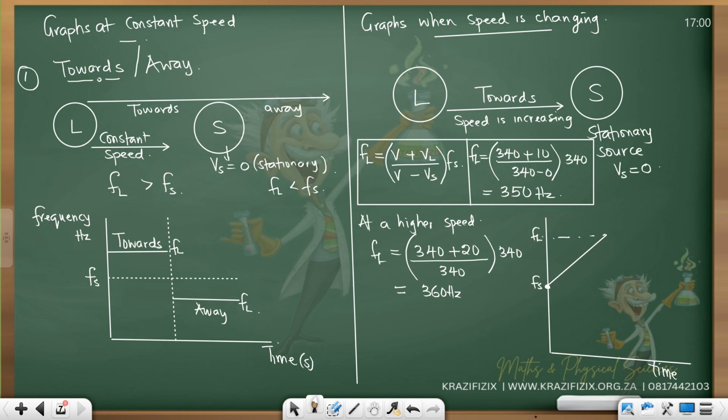So here's our speed increase. The speed is now 20. Yep. So if our speed increases, the frequency of the listener will increase too. Yes, the observed frequency would increase. Can you see that it was first 350? Now it's 360. Because the speed is increasing. What do you think will happen if the speed is decreasing?